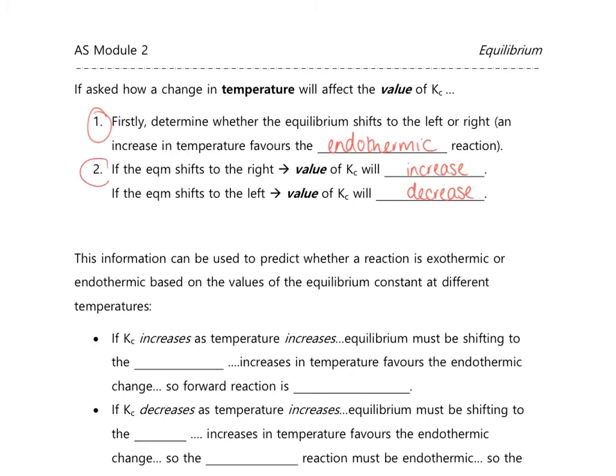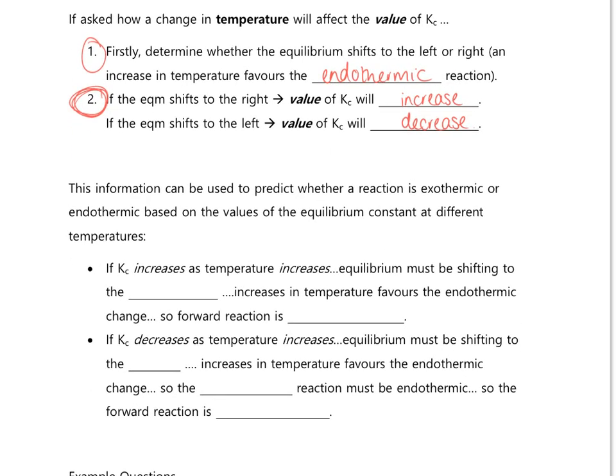So linked to step number 2 here is this next section, which allows us to predict whether a reaction is exothermic or endothermic based on a change in value of Kc. What this question would look like is they would give you a value of Kc at one temperature and then a value of Kc at another temperature and ask you to predict whether it was exothermic or endothermic. So let's take this first bullet point as an example. If in the question the temperature increases and also Kc increases, what can we tell from Kc increasing?